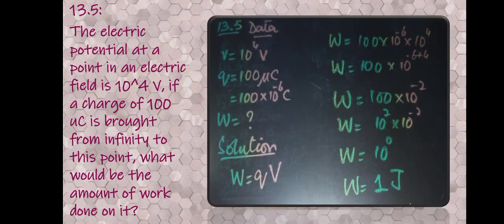Simple. V equals 10 raised to power 4 volts. The charge we are taking to that point is 100 microcoulombs. Micro stands for 10 raised to power minus 6. Work done is required. Solution: W equals Q by V.